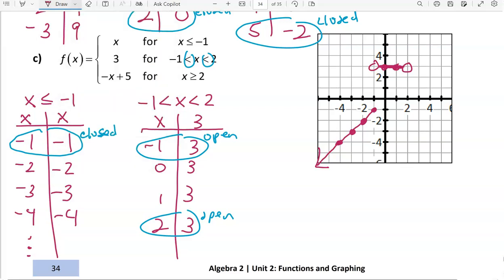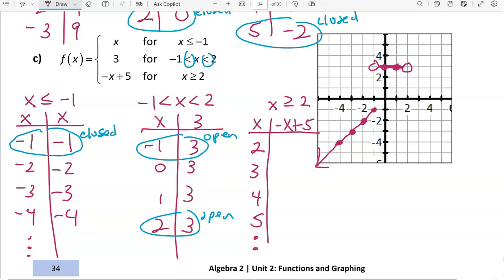And lastly, one more table for x is greater than or equal to 2. And if x is greater than or equal to 2, we'll start with 2, 3, 4, 5. I could keep going, but I won't. And our y values are negative x plus 5. So negative 2 plus 5 is 3, negative 3 plus 5 is 2, negative 4 plus 5 is 1, negative 5 plus 5 is 0.